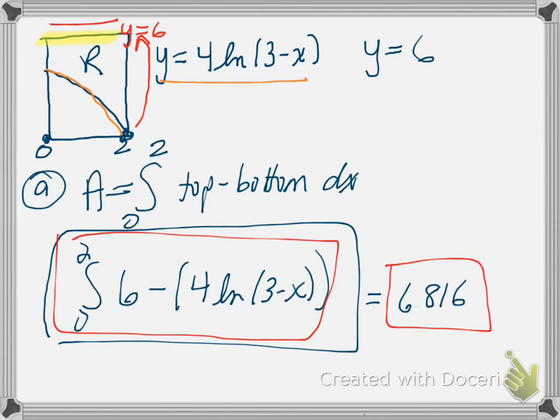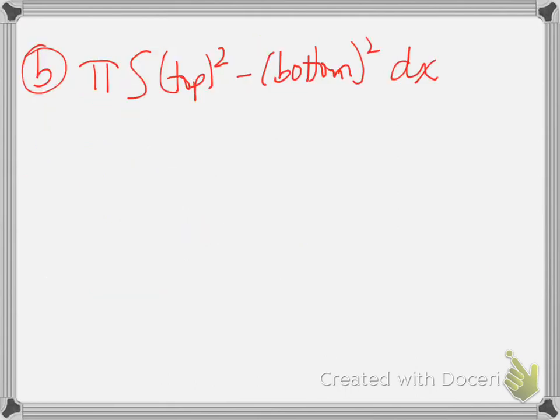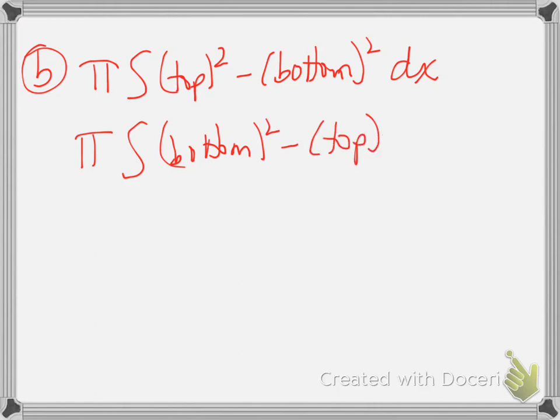So instead of doing top minus bottom, we're going to have to do the bottom minus the top, because it's going up in that direction. Okay, so we're just going to change this to pi bottom squared minus the top squared dx.